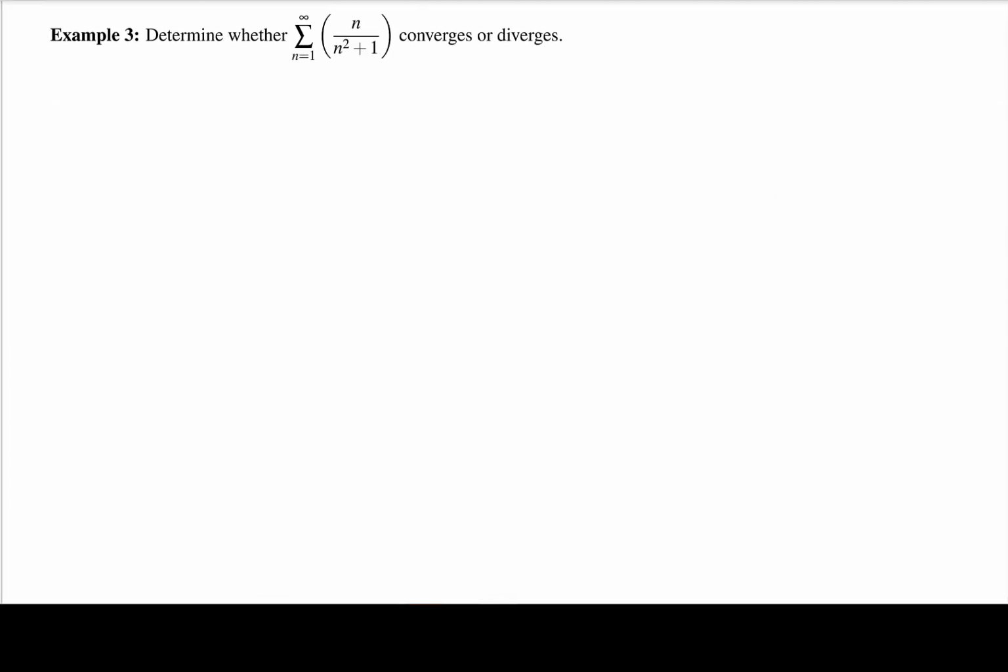All right, now let's look at example 3. First thing I should do is the test for divergence. Well, for the test for divergence, we'd use L'Hopital's rule. We'd get 1 over 2n. The limit as n goes to infinity of that is going to be 0. So we know that our test for divergence fails.